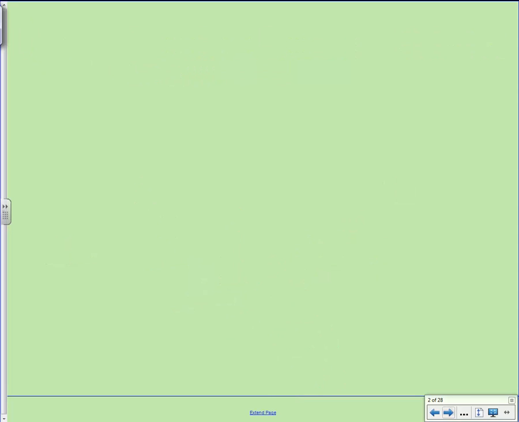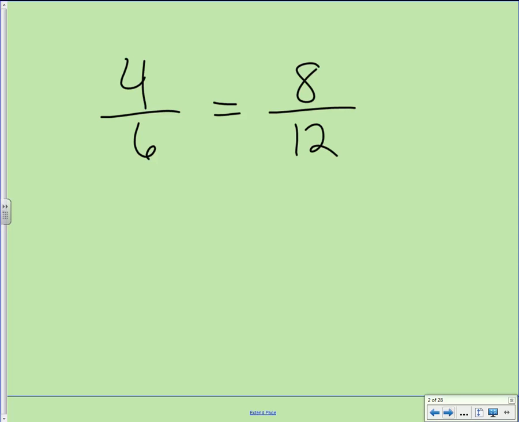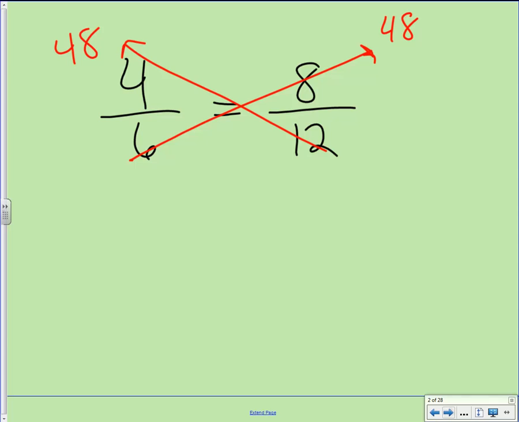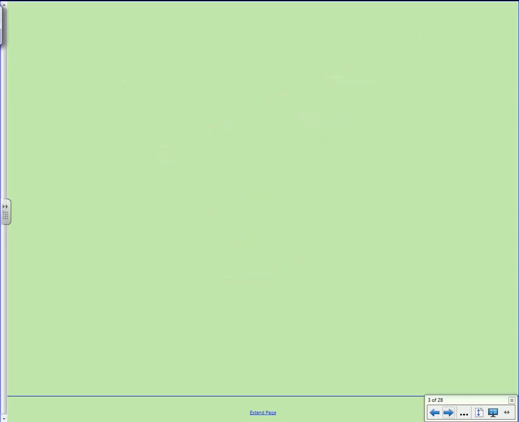Okay, let's look at another one to try to make this make more sense for us. This next one is 4 to 6 is equal to 8 to 12. So the question is, these two given ratios, are they equal? I told you we multiply from the bottom to the top and then the bottom to the top. So 4 times 12 gives me 48, and 6 times 8 gives me 48. They both match, so yes, they are equal.